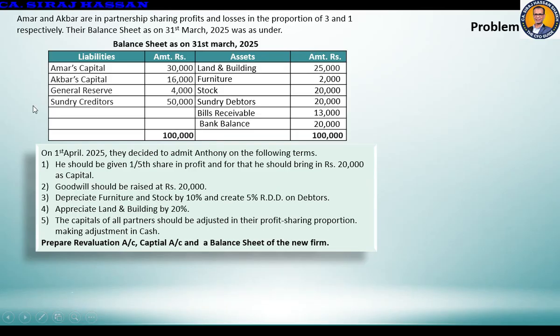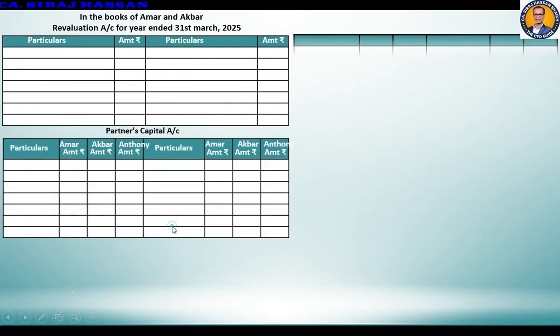Now let's discuss the adjustments. On 1st April 25, Anthony was admitted on the following terms. Anthony was to be given 1/5 share, and for that he was to bring rupees 20,000 as capital. Then goodwill was to be raised at 20,000. Then furniture and stock depreciation was by 10%, and there was an RDD of 5% on debtors, appreciation of the building by 20%, and adjustment of all the capitals in the profit sharing ratio, which we are going to see now.